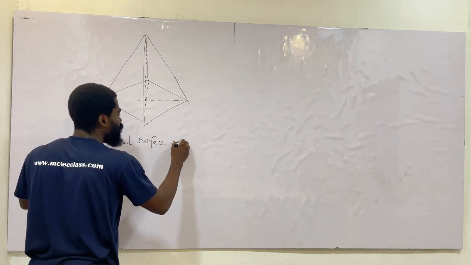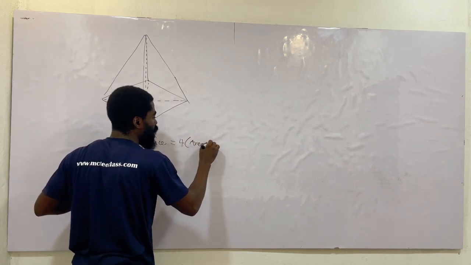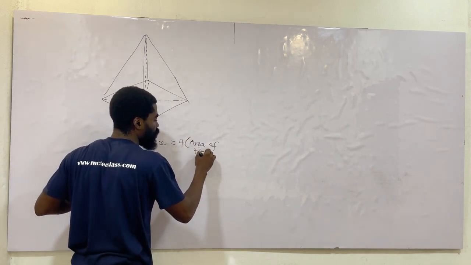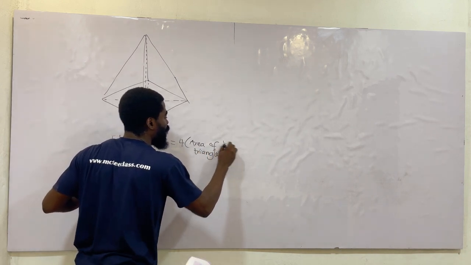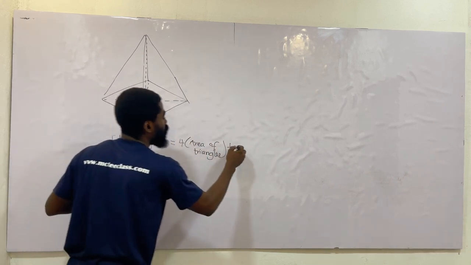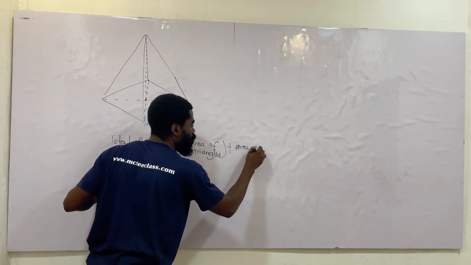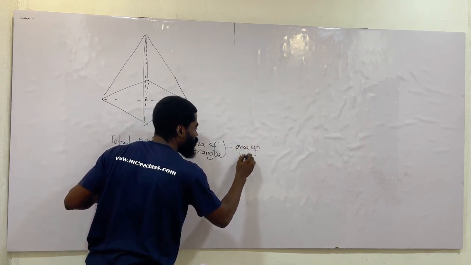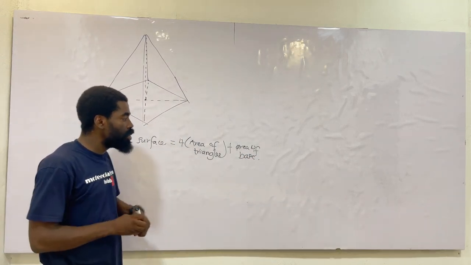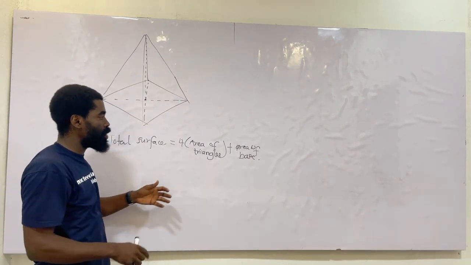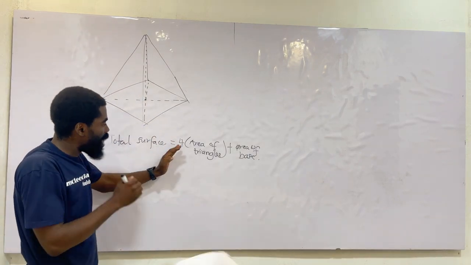So that'll give us 4 into bracket area of the triangles, plus then we look at what? The area of the base. So if you are looking at a square pyramid, a rectangular pyramid, a triangular pyramid, the area of the base will be the area of a rectangle. We can't specifically write one formula down. No, because it will differ. This is what you understand. I have 4 of that.